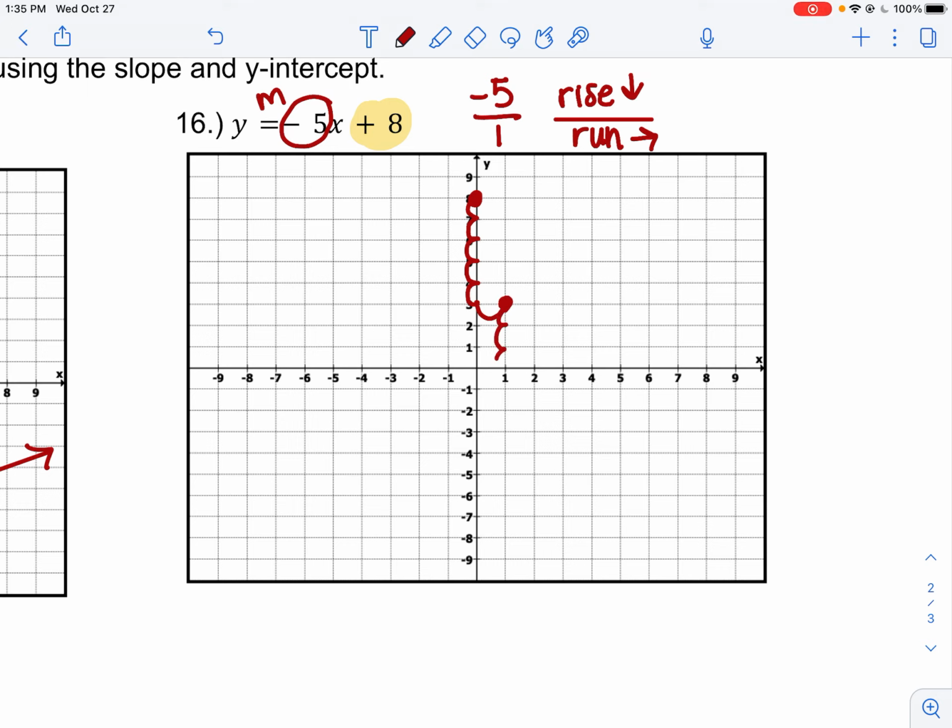Go again. 1, 2, 3, 4, 5, running to the right once. Once again, 1, 2, 3, 4, 5, running to the right once right there. So now we have a nice line that looks like this.